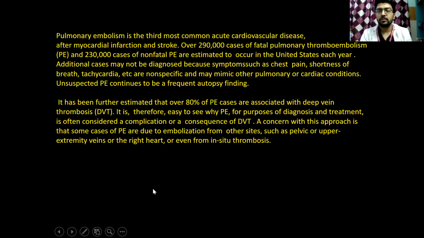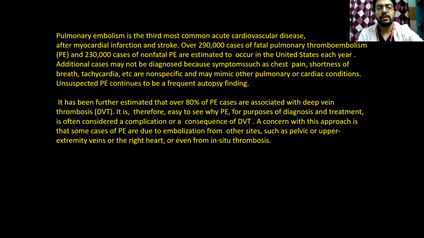Then pulmonary thromboembolism topic. Pulmonary embolism is the third most common acute cardiovascular disease after myocardial infarction and stroke. Over 290,000 cases of fatal pulmonary thromboembolism and 230,000 cases of non-fatal pulmonary embolism are estimated to occur in the US every year. Additional cases may not be diagnosed because symptoms such as chest pain, shortness of breath, tachycardia, etc. are non-specific and may mimic other pulmonary or cardiac conditions. Unsuspected PE continues to be a frequent autopsy finding.